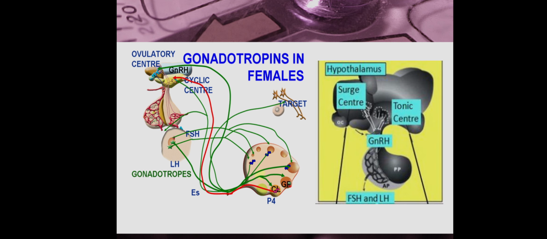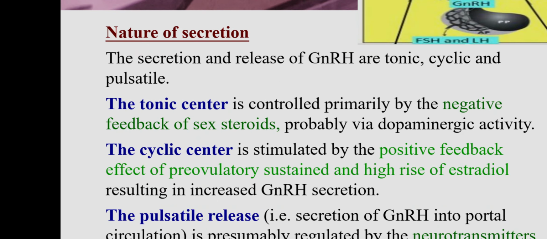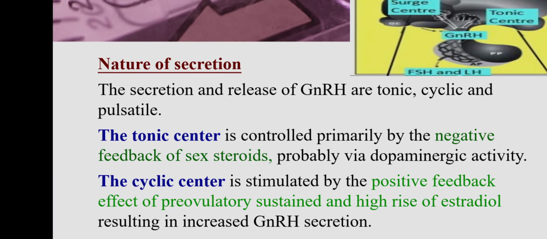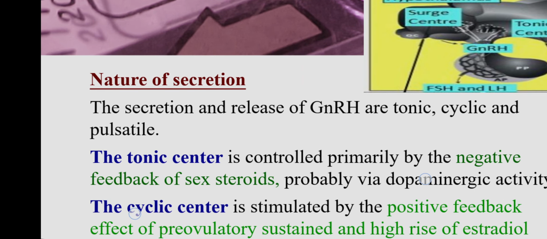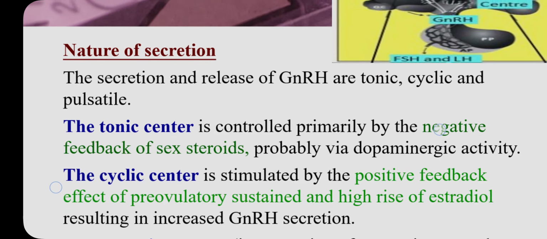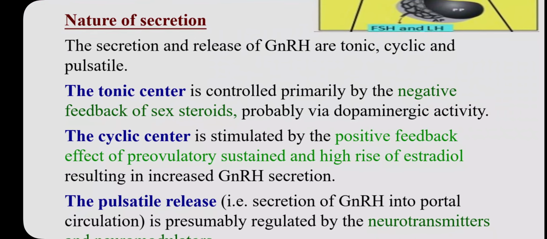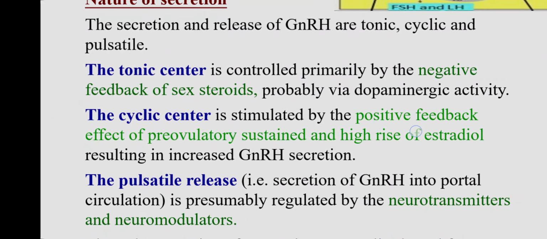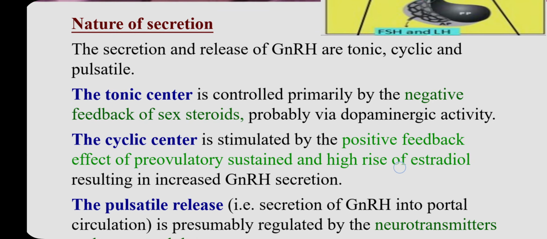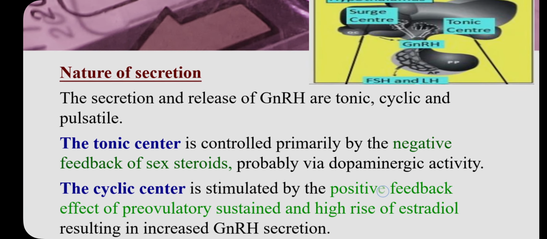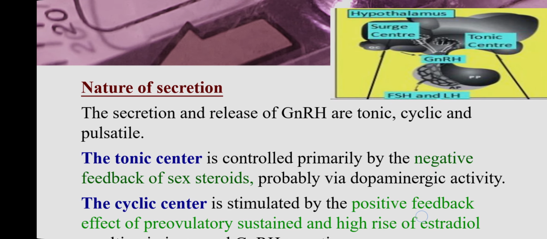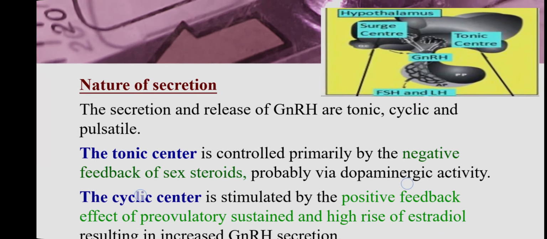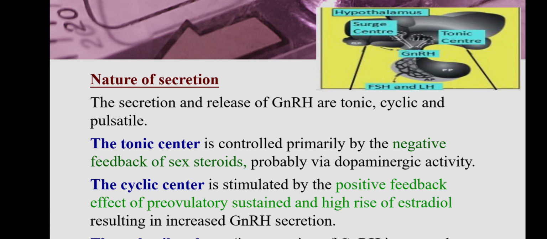Yeah, two remaining points are there. Coming to the nature of secretion of the GnRH. GnRH release and secretions are tonic, cyclic and pulsatile. There are 3 types of secretions: tonic center, cyclic center and the pulsatile release. The tonic center is primarily controlled by the negative feedback effect of the sex steroids. So the tonic center is related with the long feedback loop.